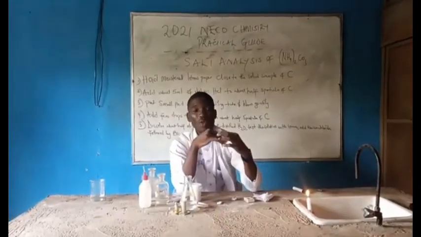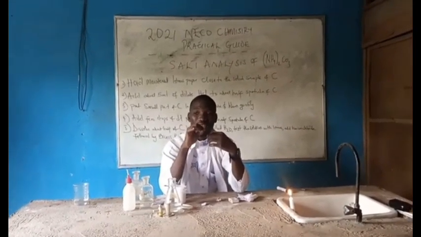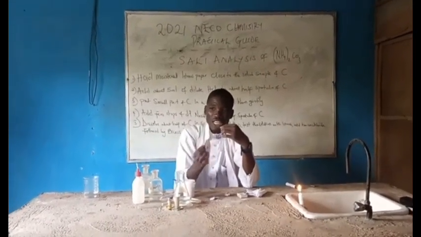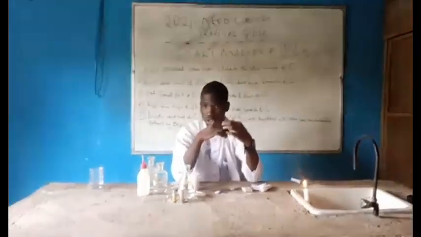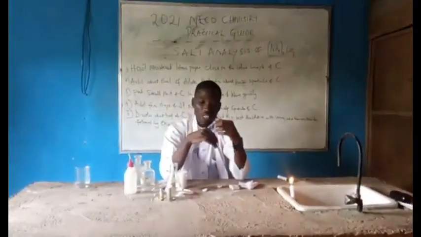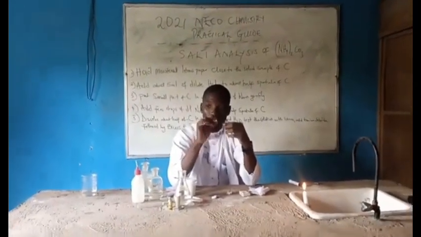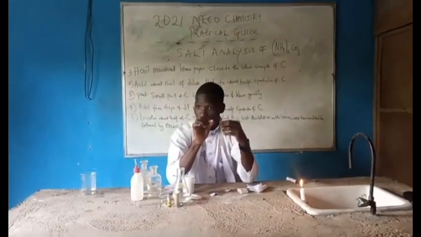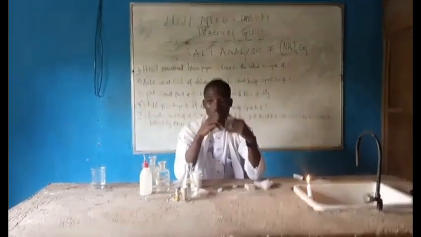And when you have that white precipitate, it is not sodium chloride, ammonium chloride is being observed. So under the inference, what are you going to write?